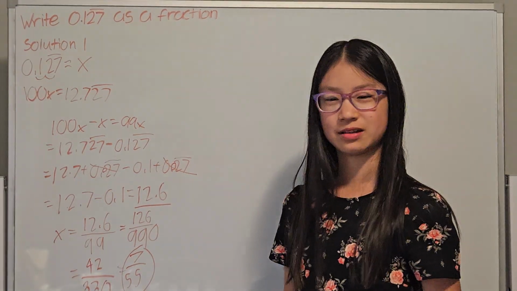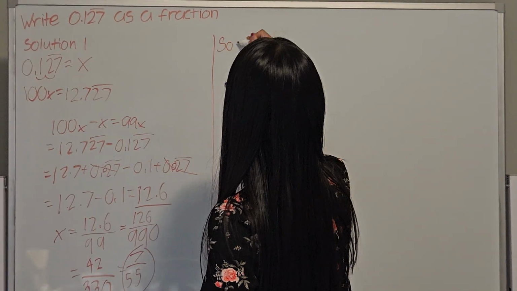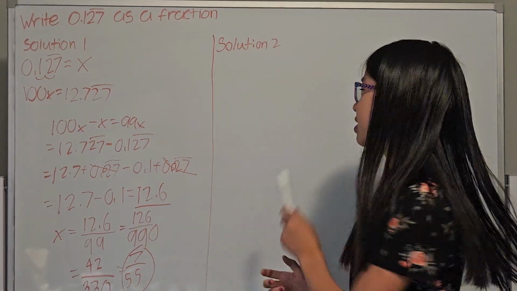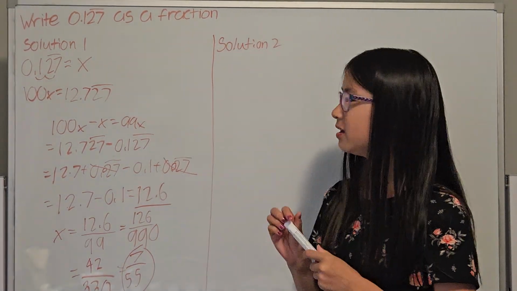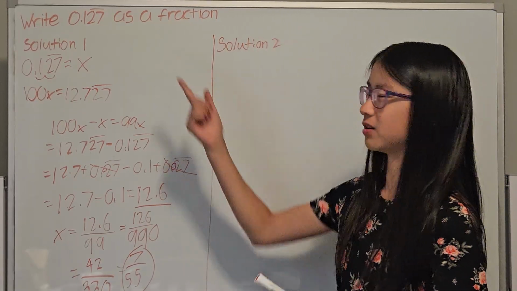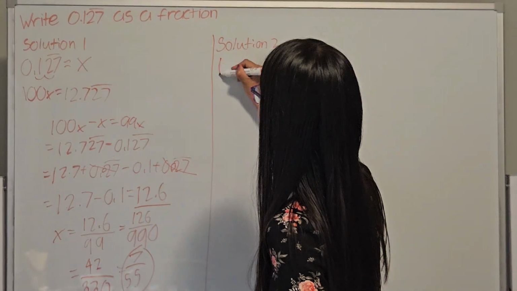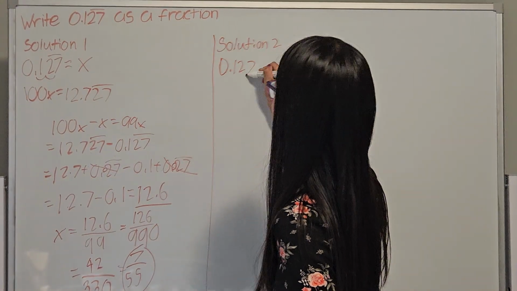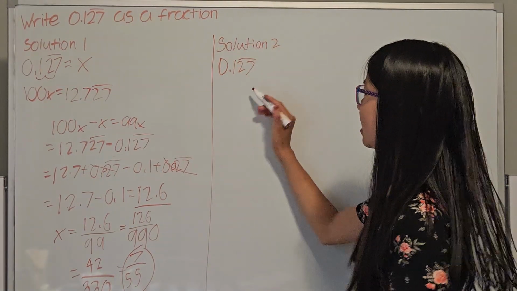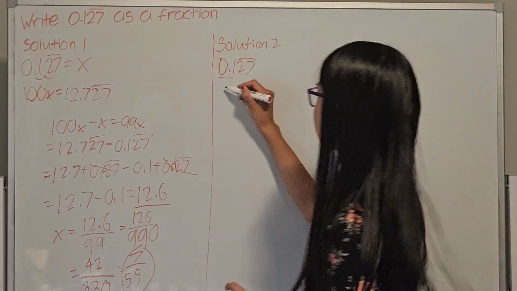There's also a second method. Solution 2. This method is going to involve an infinite geometric series, like the sum of it. We're going to turn it into one of those. So we have the number 0.122727 like that. And we can see the first part, 0.1, equals 1 over 10.